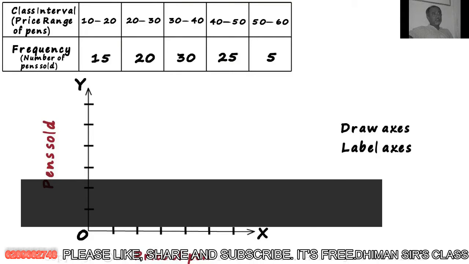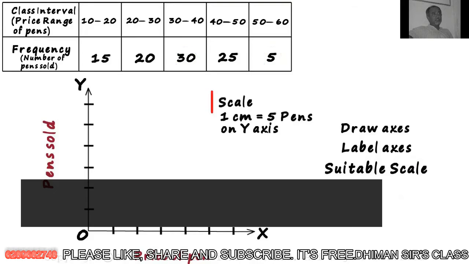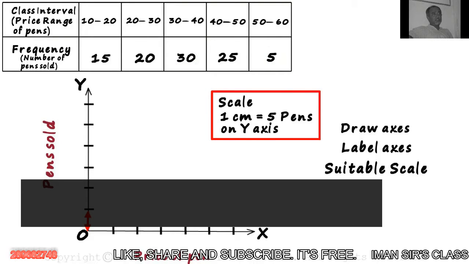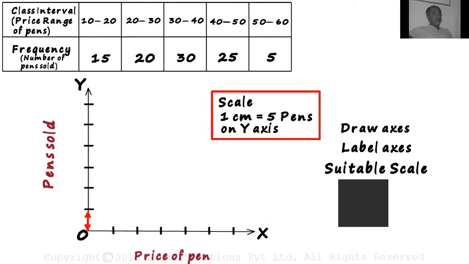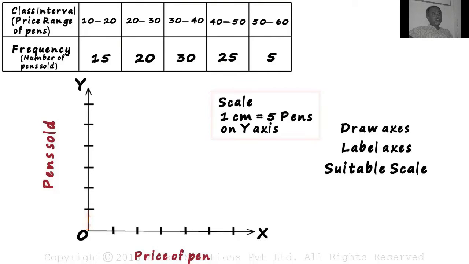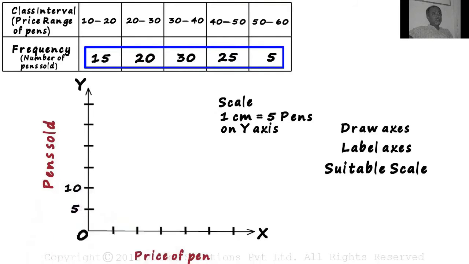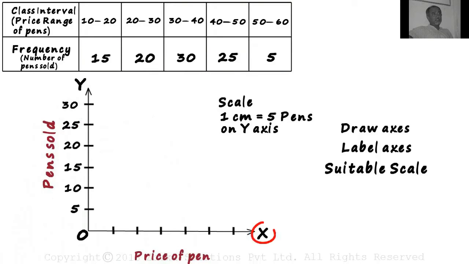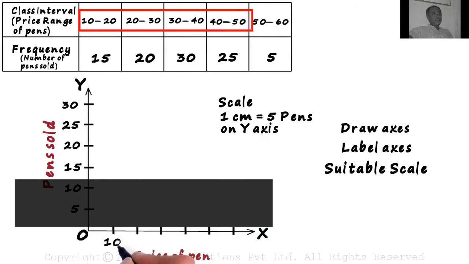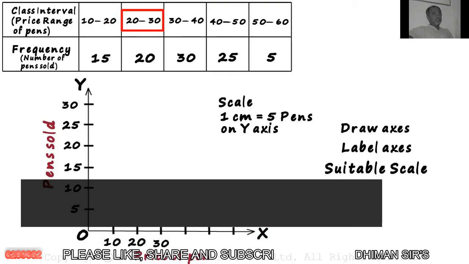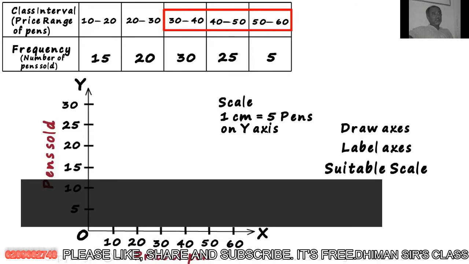Now we have to choose a suitable scale for the y-axis. The number of pens sold range between 5 and 30. A scale of 1 centimeter equals 5 pens on the y-axis would be perfect, as we would need just 6 divisions. We start writing the values on the y-axis: 5, 10, 15, and so on up to 30. And on the x-axis, we start writing the price range of pens. The first range is 10 to 20, then 20 to 30, and so on up to 50 to 60.